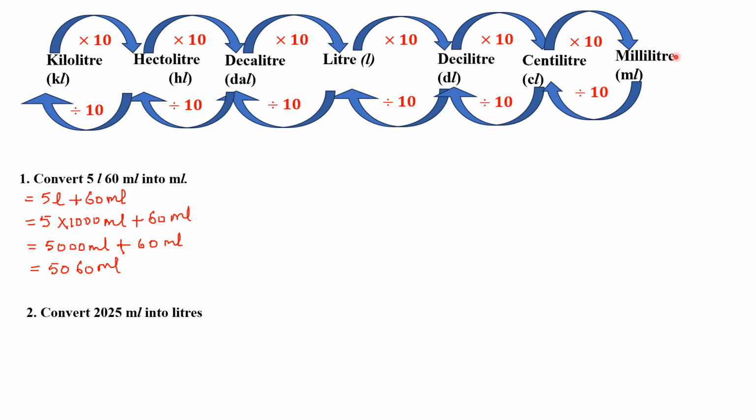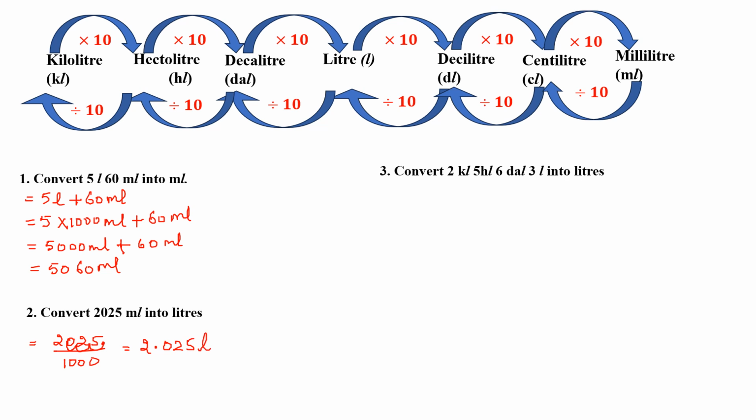Now next question, you have to convert 2025 milliliter into liters. Now milliliter is here, you have to convert to liter, means smaller to bigger unit. So to move milliliter to liter, you have to go 3 steps to the left side. It means you have to divide it by 1000. So 2025 divided by 1000. So you can see here the denominator has 3 zeros. So you have to shift the decimal 3 times to the left. Now decimal point is here, shift it 3 times. 1, 2, 3. So you will get the answer as 2.025 liters.